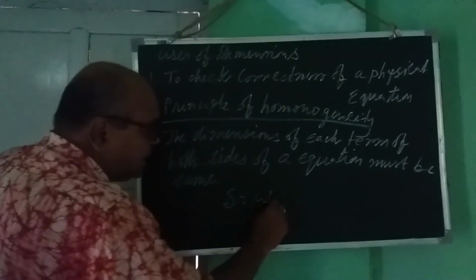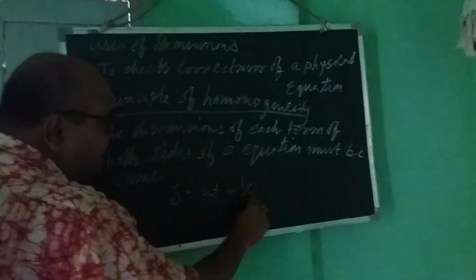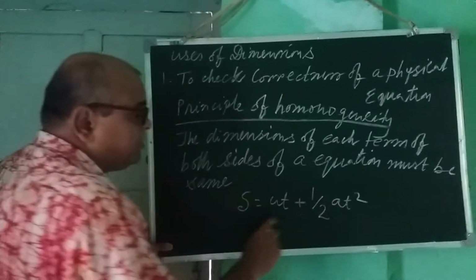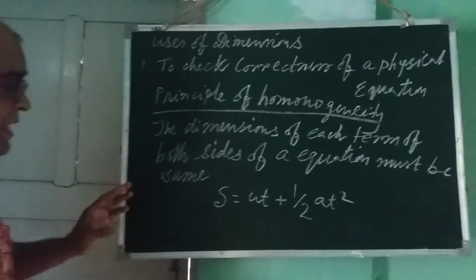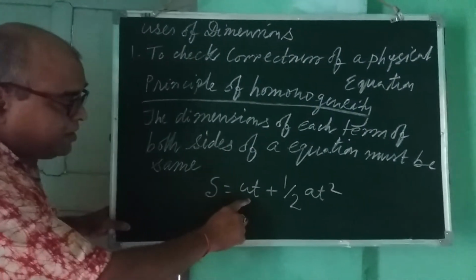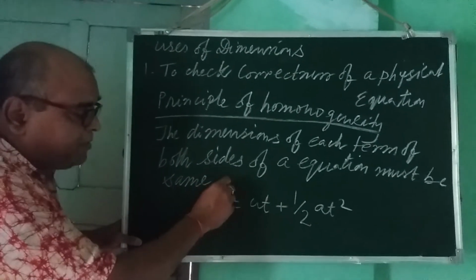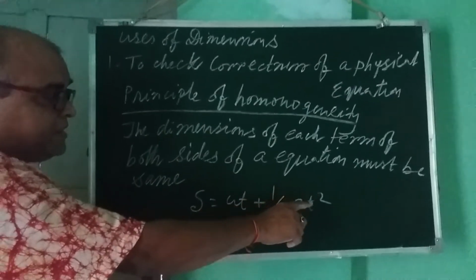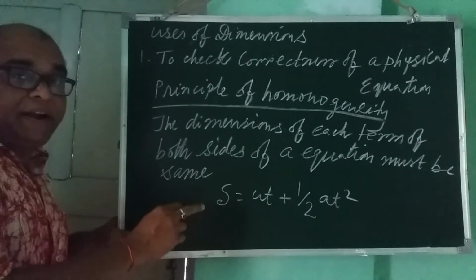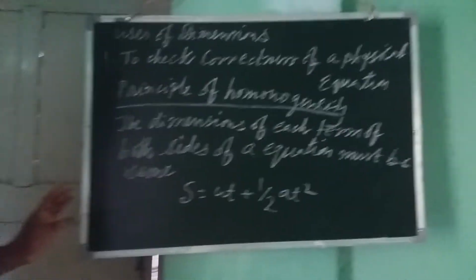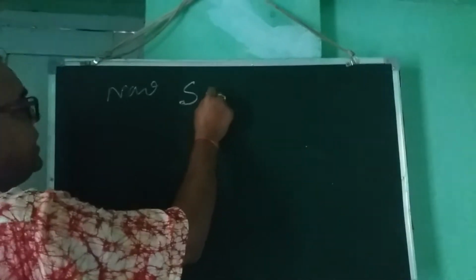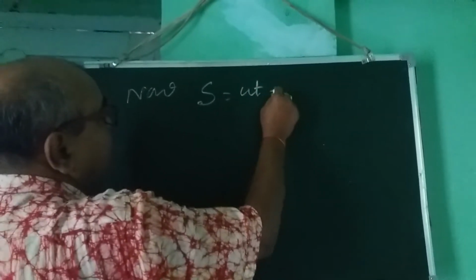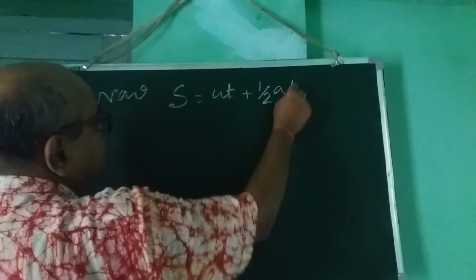For example, S is equal to ut plus half at square. What will be the dimension of S? What will be the dimension of ut? And what will be the dimension of at square? We find out.